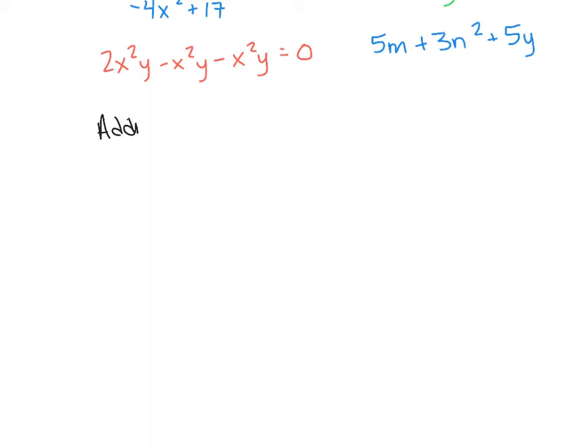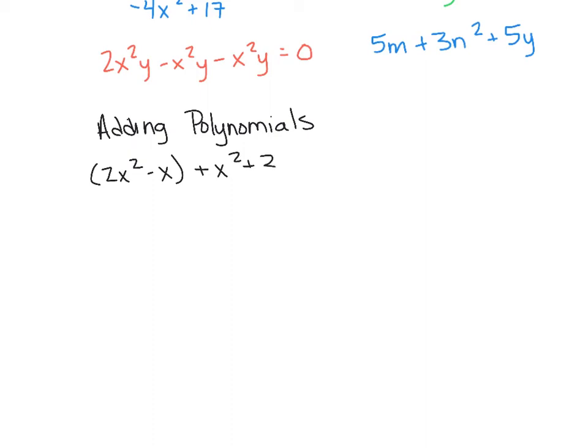So, adding polynomials. Our first problem is 2x squared minus x plus x squared plus 3x minus 1. And there are 2 different ways you can do this, and I'm going to show you those 2 different ways. I'm going to do a few the first way and a few the second way, and actually this is in parentheses as well.